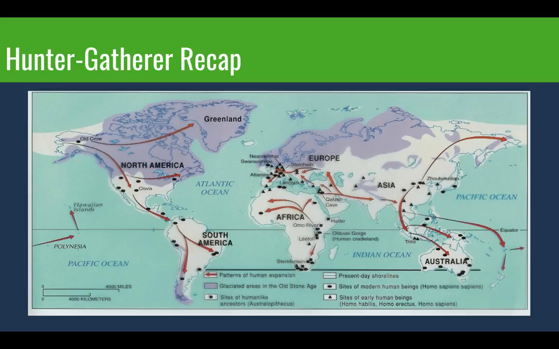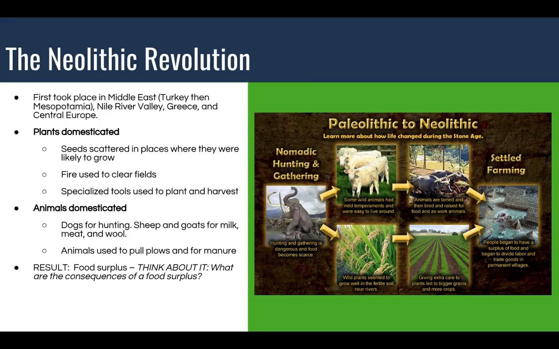But eventually, humans began to develop the skills of agriculture. And this occurred independently in different parts of the world. We call this transition to agriculture the Neolithic Revolution, although it was not all at once. It happened over several thousand years. It first took place in the Middle East and in the Nile River Valley, but it does independently happen around the world. The term Neolithic means New Stone Age, as opposed to the Paleolithic or Old Stone Age that we've talked about in previous videos. It's also known as the Agricultural Revolution.